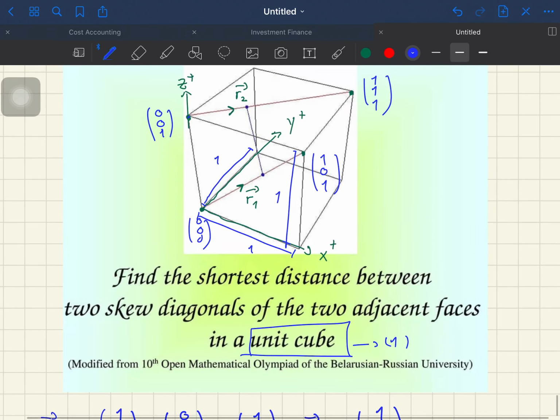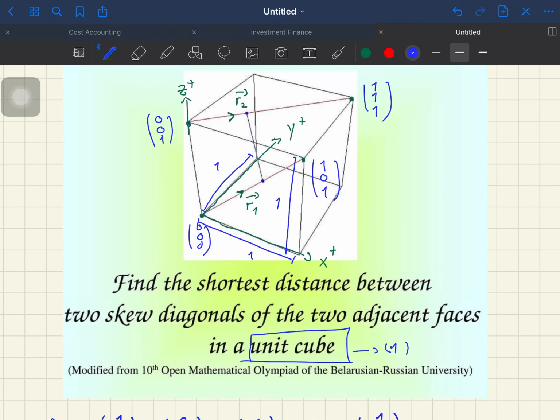We can just actually see the question again. So we need to find the shortest distance between two skew diagonals. The shortest distance gives me two important things. First and foremost, two vectors R2 and R1 must be perpendicular to that line, which is this one. We name this, I will call it R3.